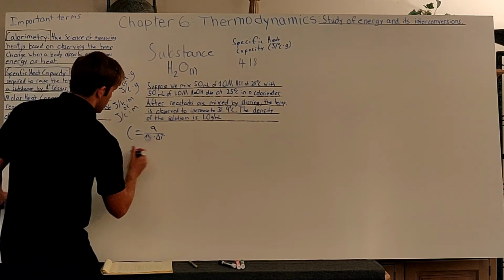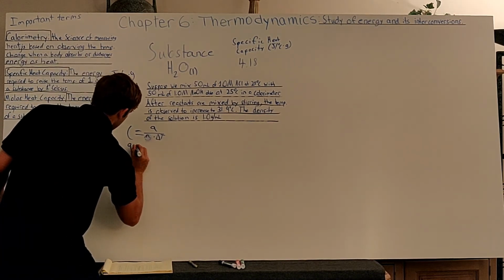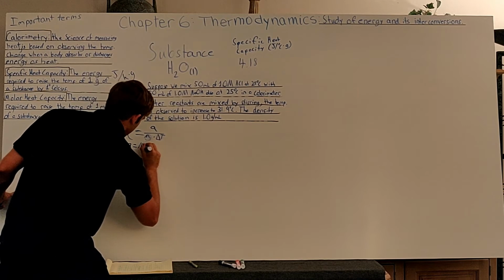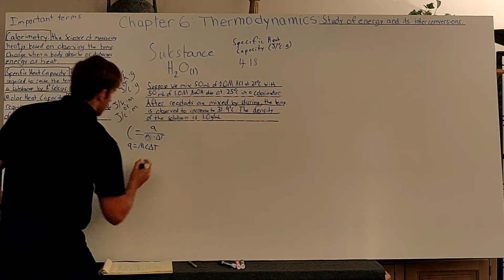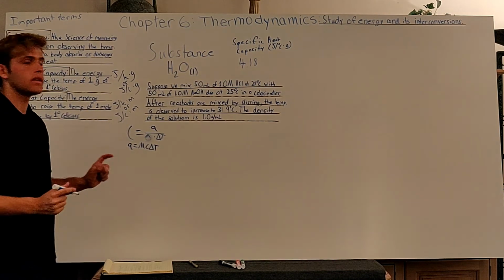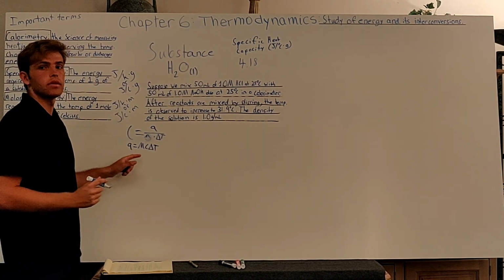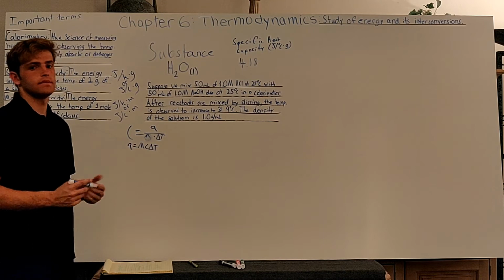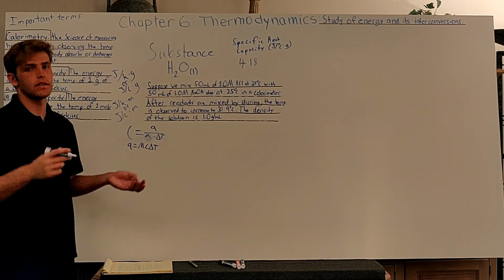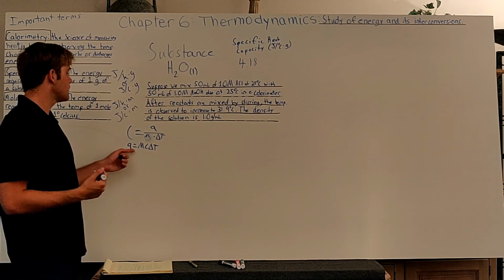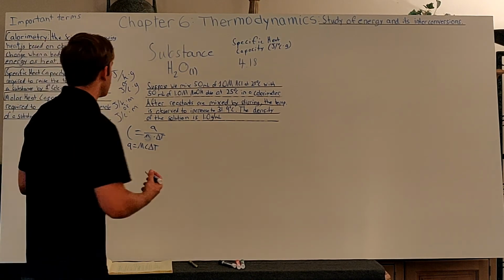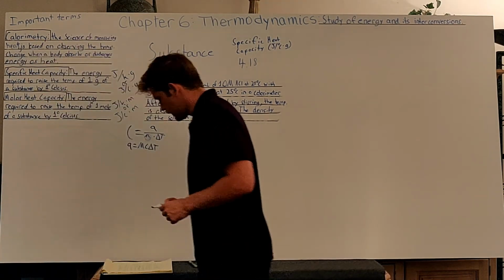Alright, so you're going to multiply it over and you're going to get Q equals M, specific heat, and delta T, the change in temperature. One way to easily remember this is Q equals M C delta T. The delta looks like an A, it's the change sign. So you can remember this with Q equals M C delta. Pretty simple.